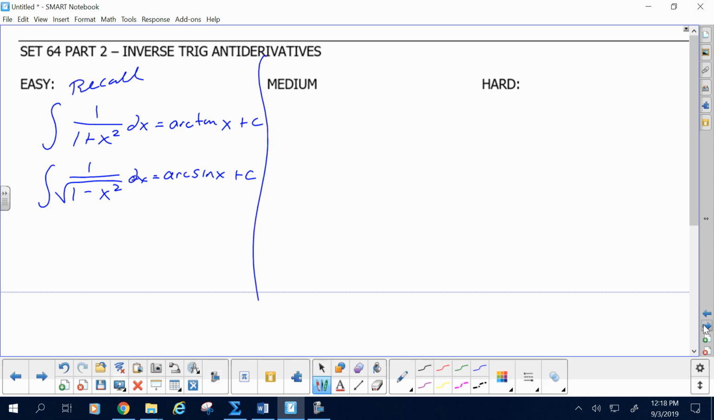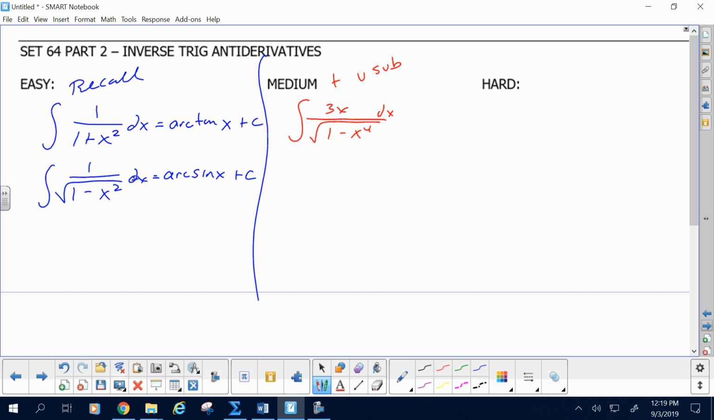All right, so a medium level difficulty would be when you have to do a little bit of this plus maybe a little u sub. So for example, if you had something like 3x over 1 minus x to the 4th dx.